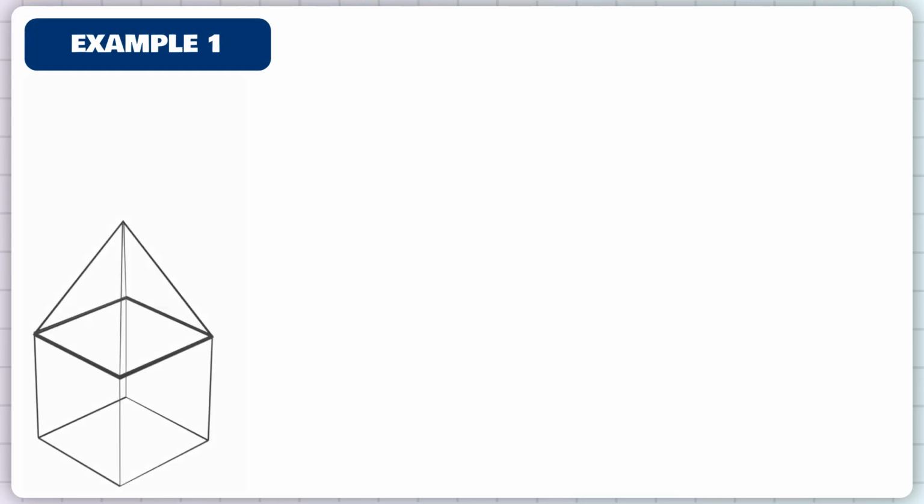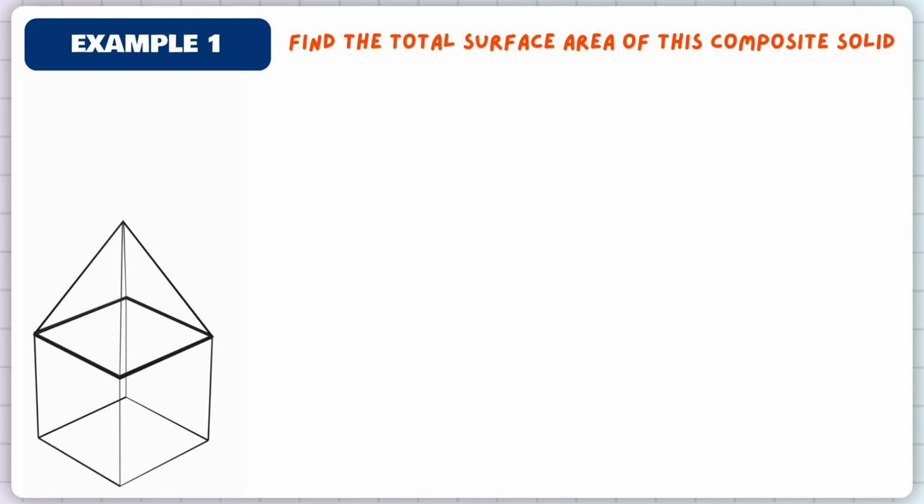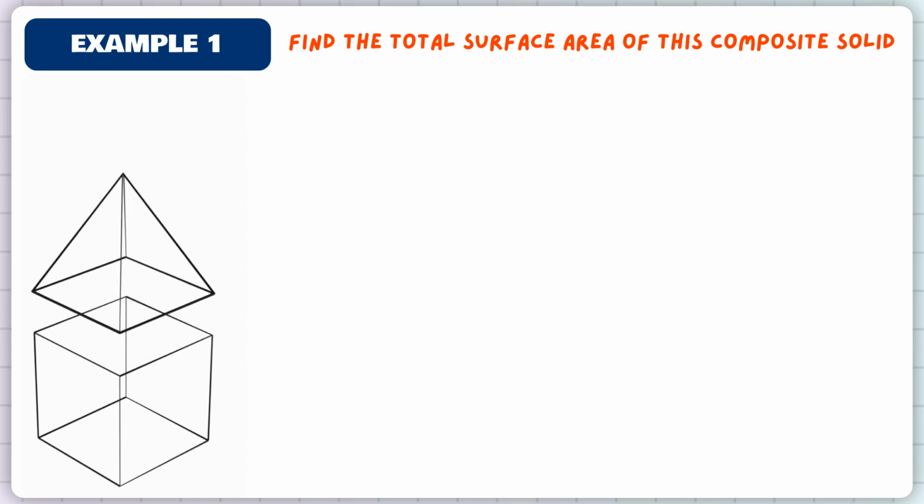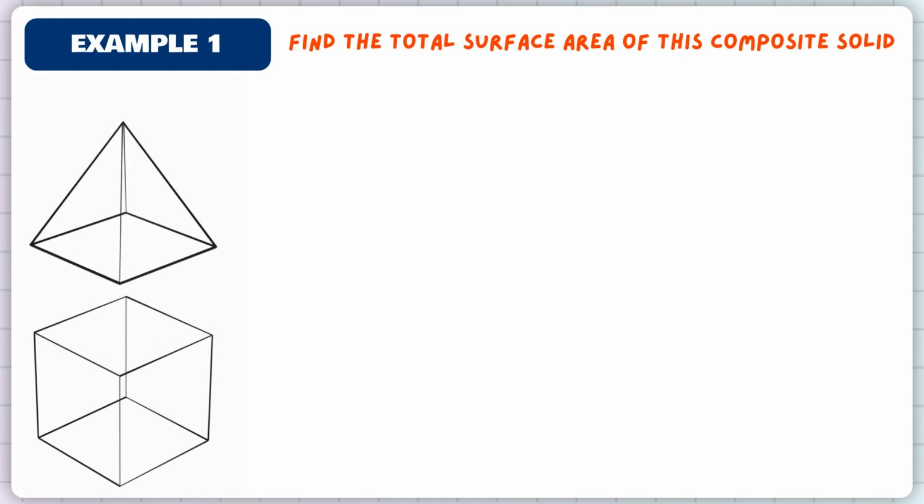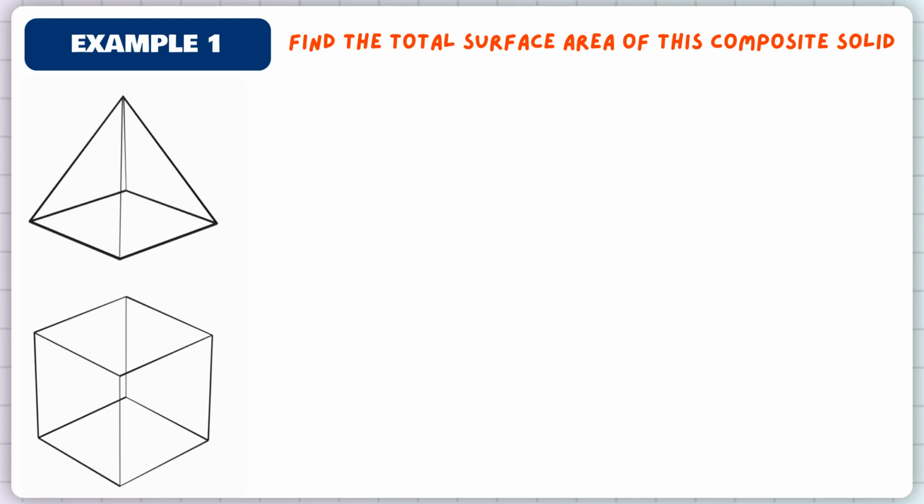Here we have a cube with a pyramid sitting on one of its faces. Our goal is to find the total surface area of this composite solid. To do this, we break the problem down into simpler parts. We start by considering the cube and the pyramid separately.